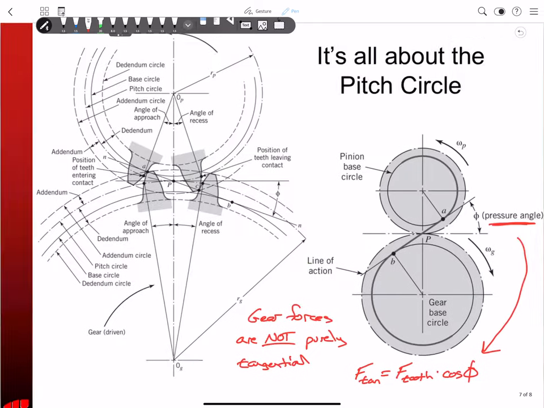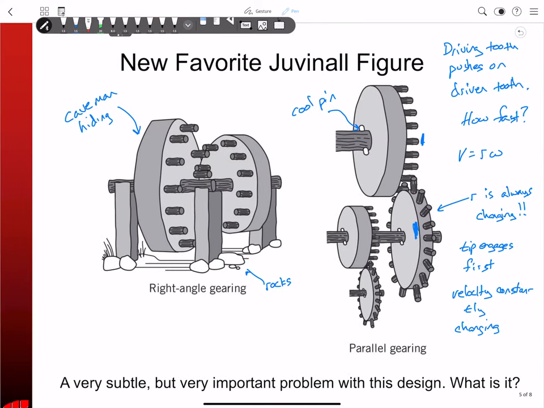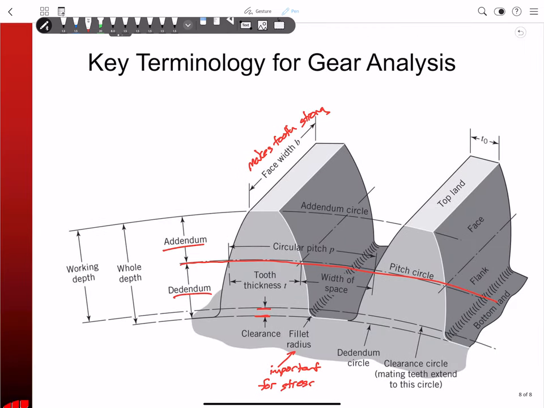When we look back at this picture here, we might imagine there might be two teeth engaging at the same time. It might not just be one tooth doing all the work. There might be some sharing of the load. And that has to do with what's called the contact ratio. How many teeth are engaging at any one time? And there's a pretty complicated formula that gives that.